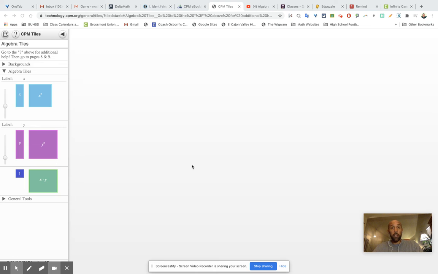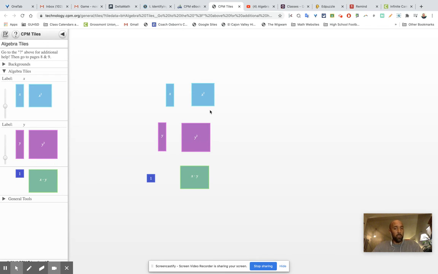So we're going to talk about identifying algebra tiles. I'm going to show you some of the basic algebra tiles that you're going to be using when you're using them online. So you have x squared, which you can see is in the shape of a square. Then you have x, which is similar but not quite the same size. Then you have y squared and y. Then you have xy and then 1.